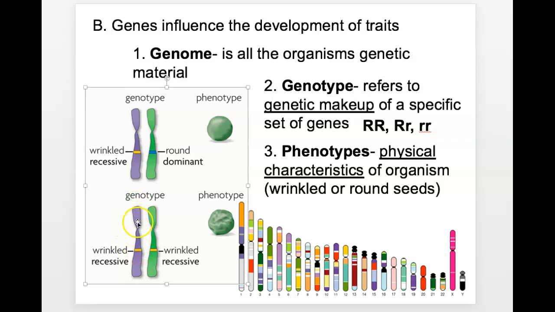The bottom one, here's the genotype. Well, it says wrinkled, recessive, wrinkled, recessive. If we're going to show it in our letter combination, you should then know, out of the 3 that we have to choose from, it should be lowercase r, because if it had a capital letter in it, it would automatically make it a dominant round seed. So because it is wrinkled, we know that it has to have two lowercase letters because it is recessive.